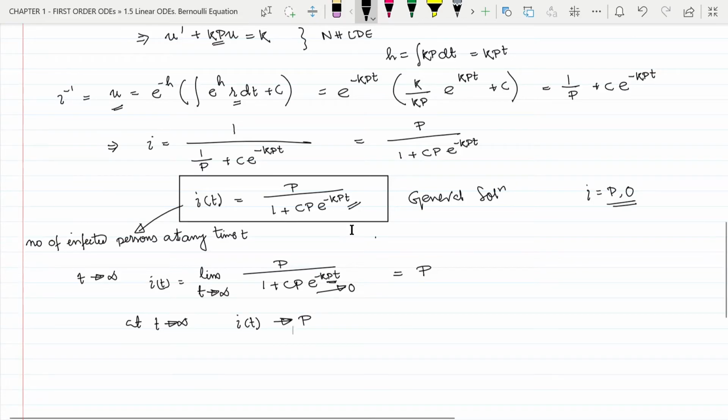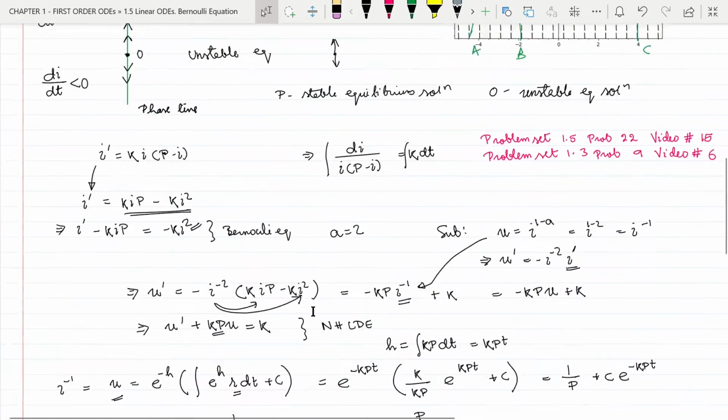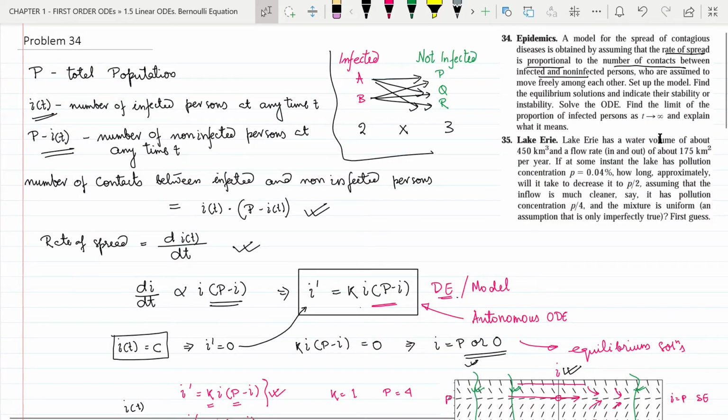Now what does this mean? This means after an infinite amount of time, the whole of the population that is P will be infected. This means after a significant amount of time, all the population which are not infected will eventually be infected.